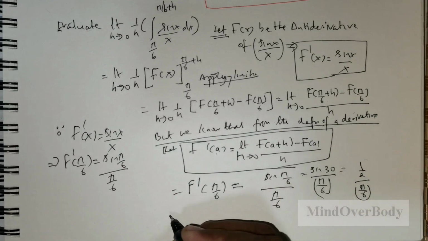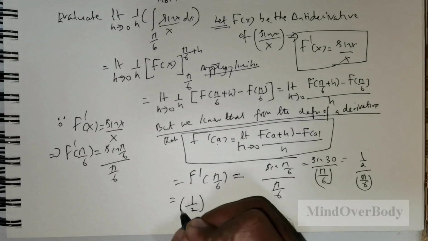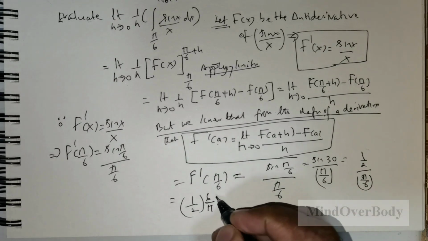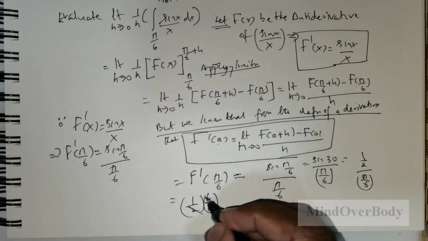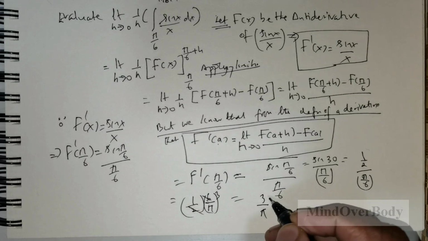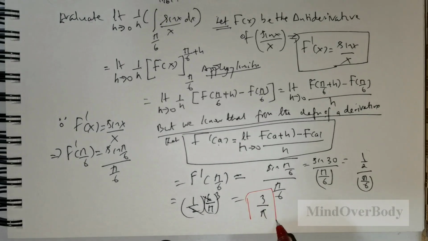Now you can flip it. When you flip it, you get 1 over 2 times, this goes to the numerator, and you have pi in the denominator. Now clearly 2 divides 6 three times, so you would get 3 over pi. So this is your final answer for this question.